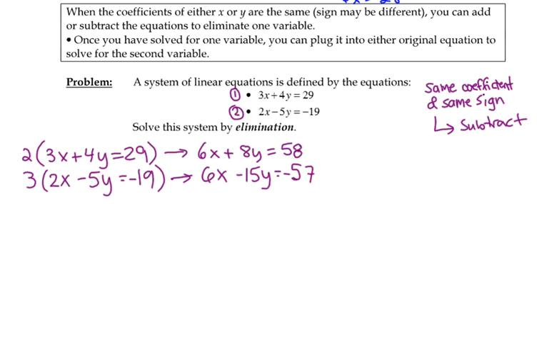Okay, so first one. Let's add these two together. Oh, so sorry. What are we doing? Subtracting, right? Same sign, subtraction. 6x minus 6x, 0, it's gone. Now be careful. 8 minus negative 15. Where 8 minus a negative becomes 8 plus 15, so 23y. And then 58 minus negative 57.